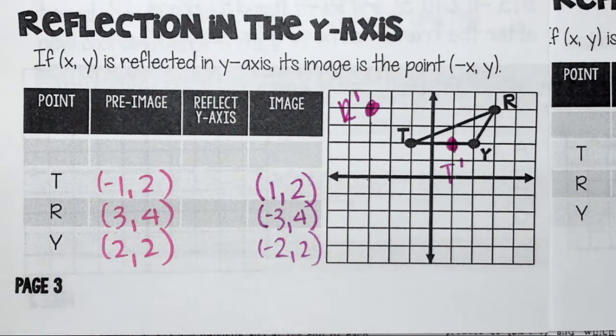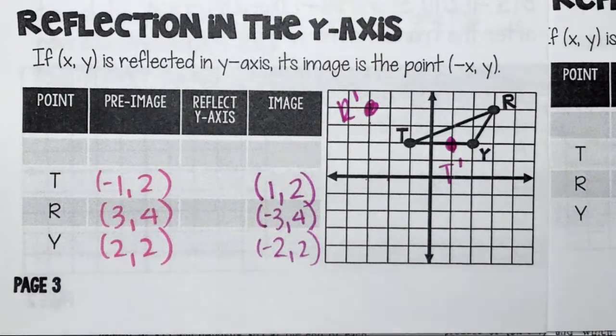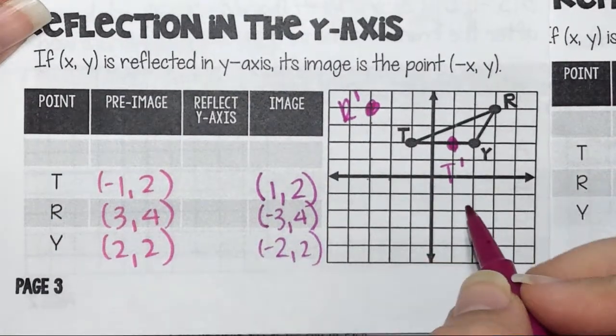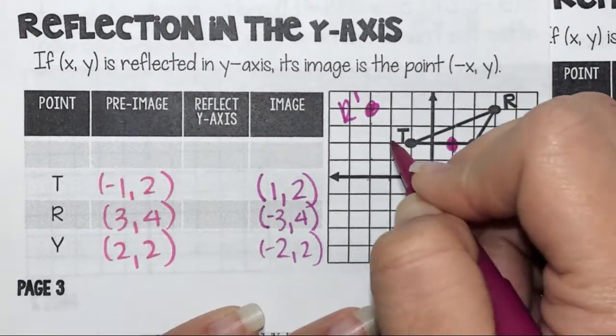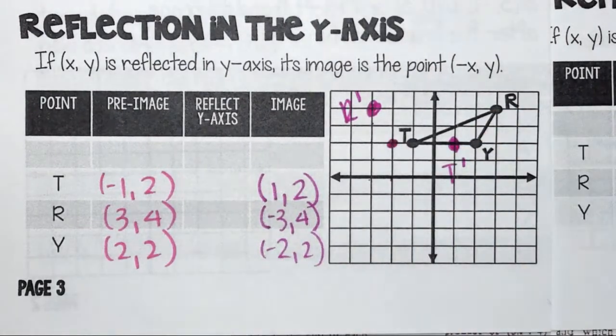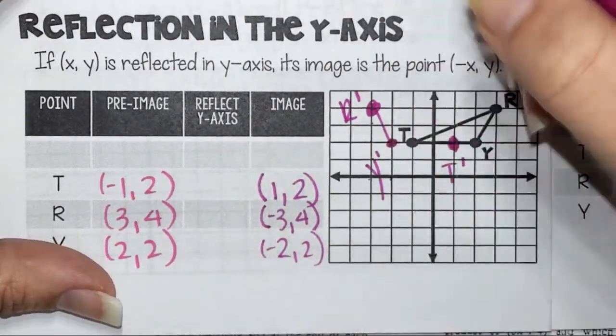And our final one, how am I going to plot that? How do I get to that, y'all? How do I plot negative 2, 2? Over is not a direction. Left 2, up 2. And that's y prime. That was painful, so no one gets a point.